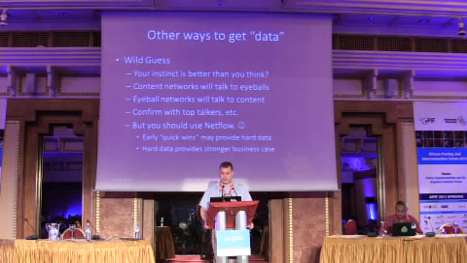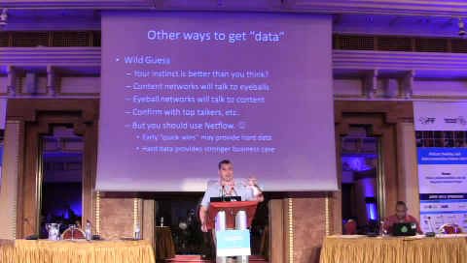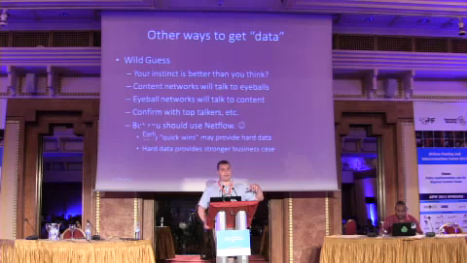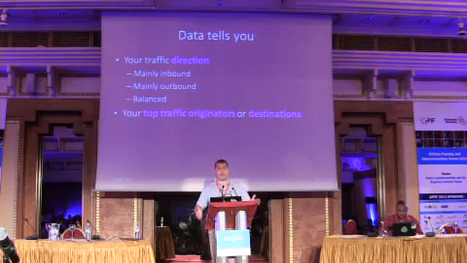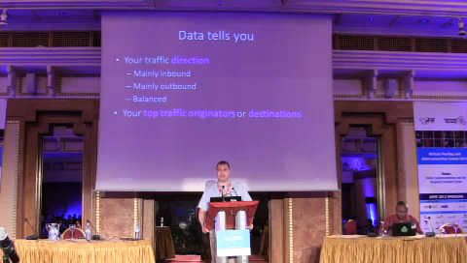So those are some ways of building data. But the end result that you need is information about which ASs originate the most traffic to you, or which ASs consume the most traffic from you. When you have data, it will tell you your traffic direction. Are you mainly an inbound network? Does traffic mainly come to you? Or are you mainly an outbound network? Are you mainly sending traffic to other people? Or do you have a balanced network? Do you have a relatively similar amount of inbound and outbound traffic? And again, it tells you the top originators or the top destinations for your traffic.